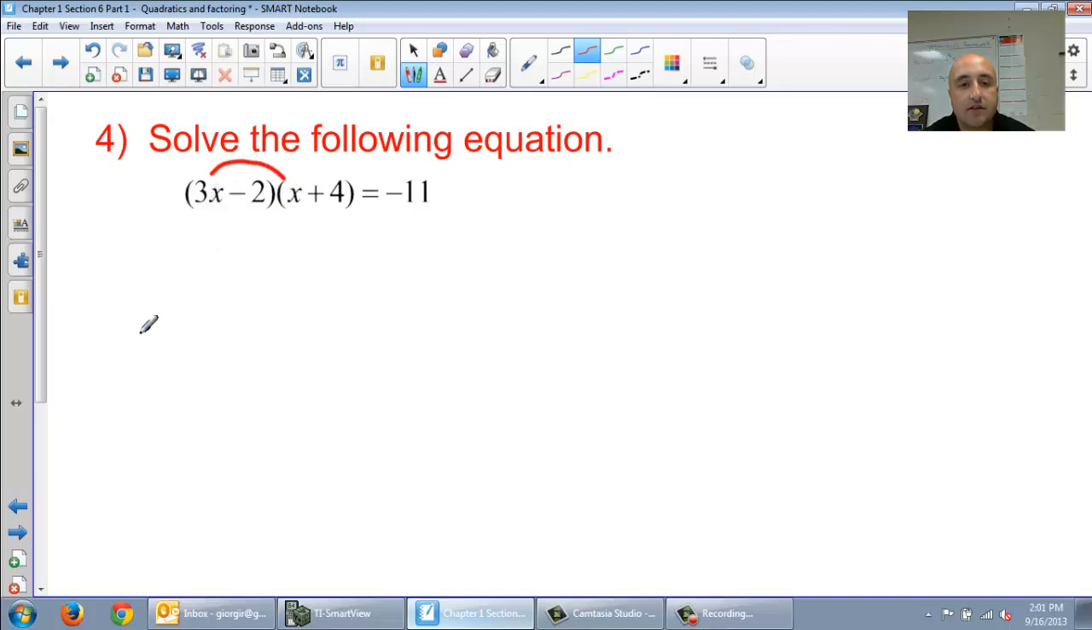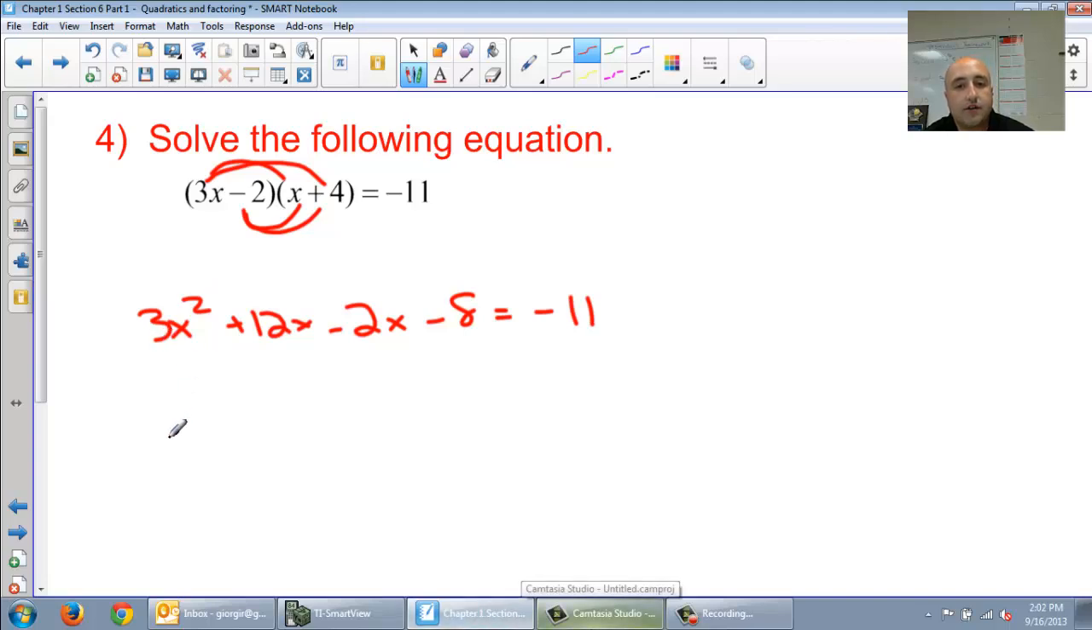So 3x times x is 3x squared. 3x times 4 is 12x. Negative 2 times x is negative 2x. And negative 2 times 4 is negative 8. And that's still equal to negative 11. So let's add our like terms. We have 3x squared. 12x, take away 2x is 10x. And then we have negative 8 minus 11.